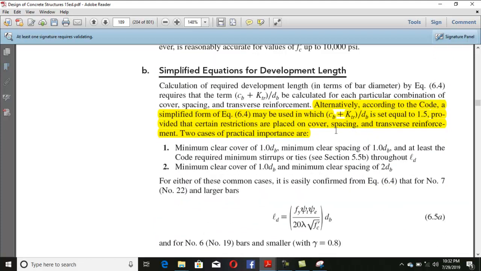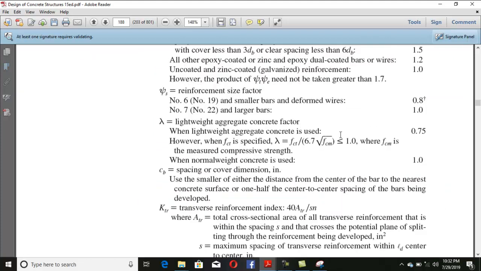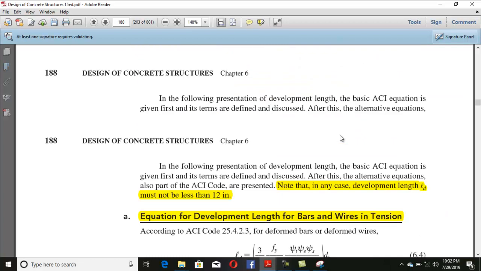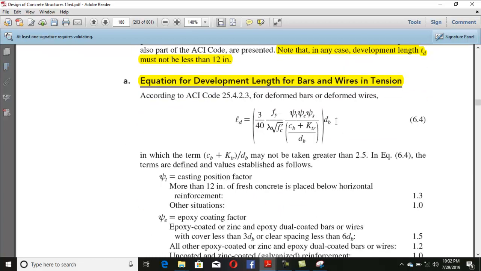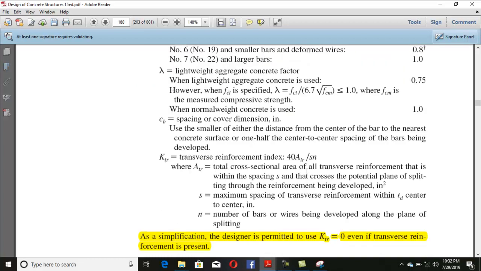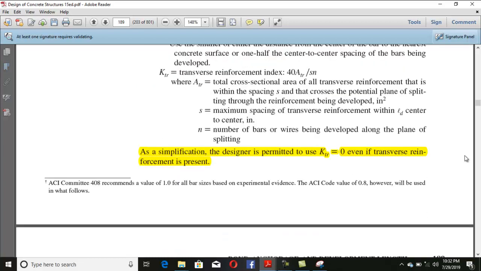Now this is a kind of, you can say, a tricky equation, a kind of confusing equation. Okay, so what the ACI did, they simplified this equation. The simplification means they made some kind of simplification for these terms. Let's see what they did basically. Okay, so what are those simplifications?